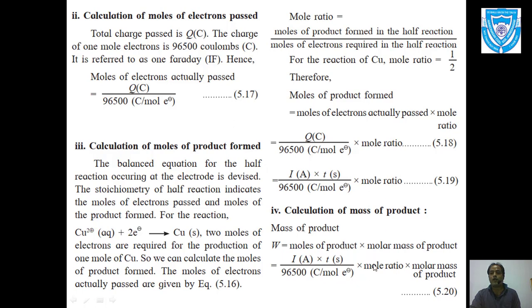To calculate the mass of product formed, we require these four steps. For the final step we require the mole ratio, which is calculated in step number 3. To find the mole ratio, we require the moles of electrons actually passed, which is calculated in step number 2. And to find the second step, we require the help of the first step. That's why we have to follow all these four steps to calculate the mass of product formed.